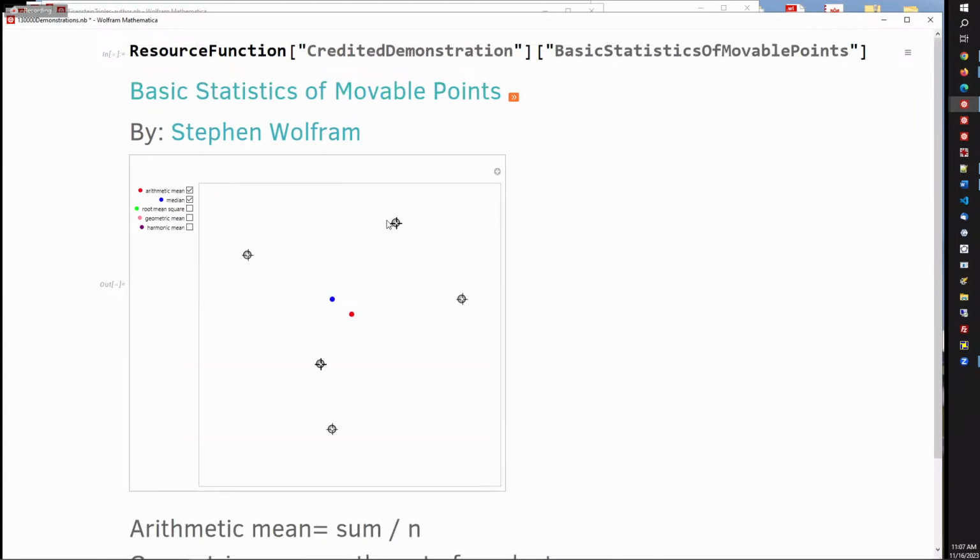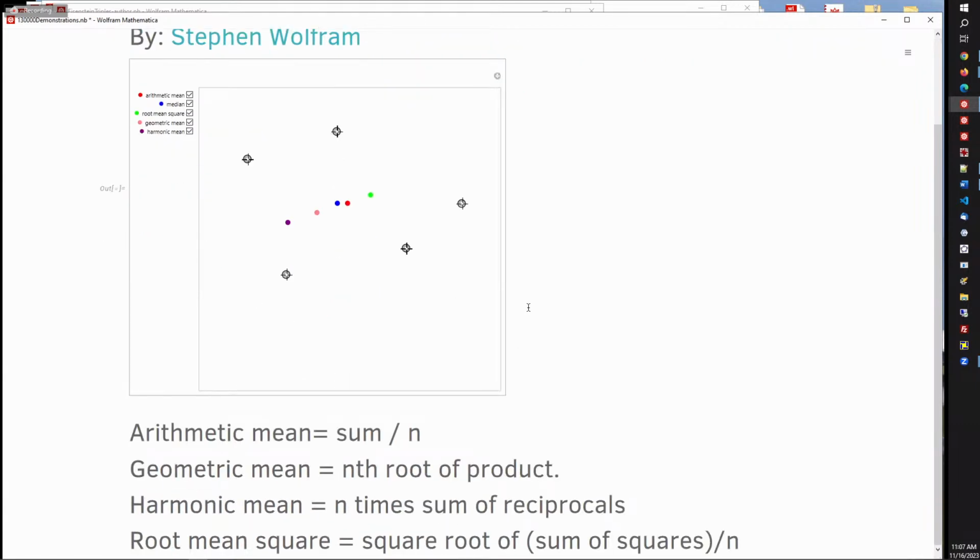Basic statistics of movable points. So we can add root mean squared, geometric mean, harmonic mean. And I had to remind myself of what these were. The arithmetic mean, in red, is the sum of the points over n, so that's here. The median, I forgot to write down what the definition was.